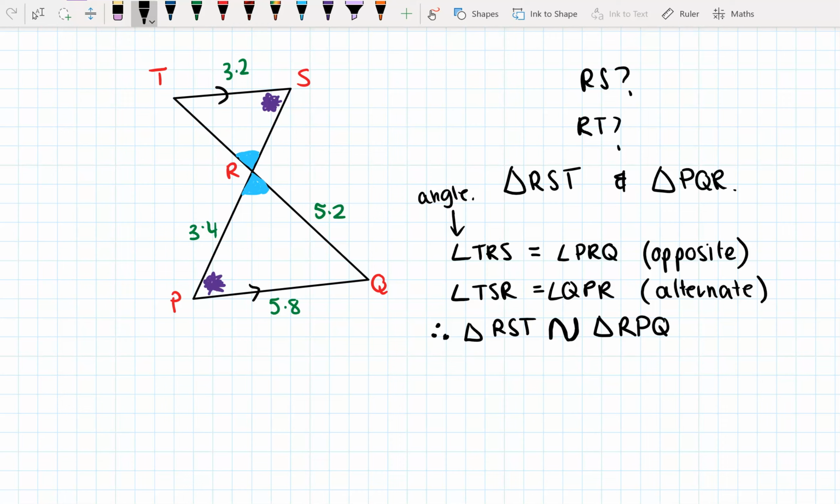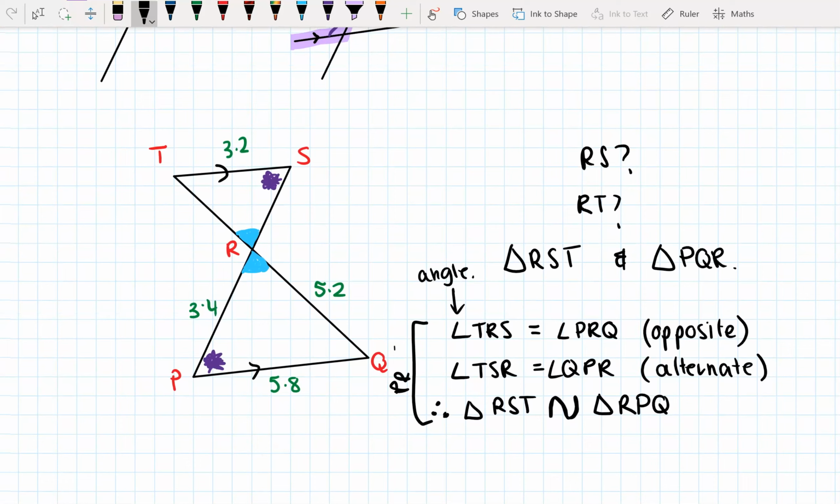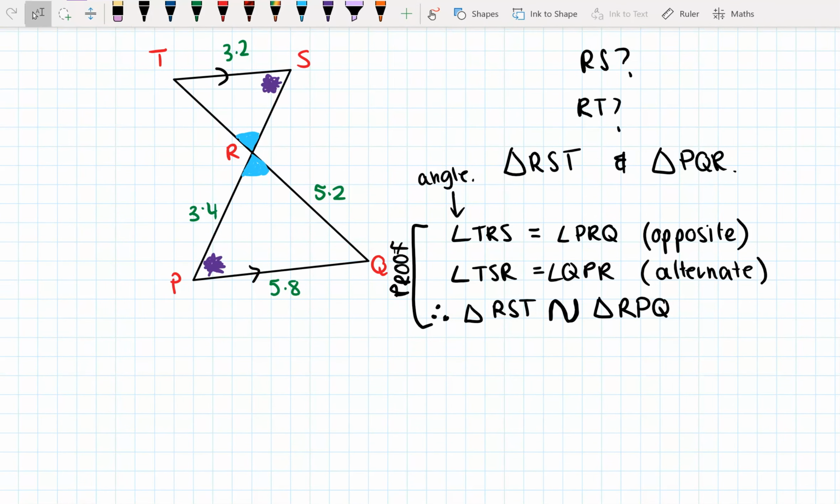So we've now done our proof. Fantastic. This is our proof. Just turn my computer and write that down. Whoops. Proof. So we have our proof of similarity here. Now that we've done that, we can use a ratio table to find what we're missing.